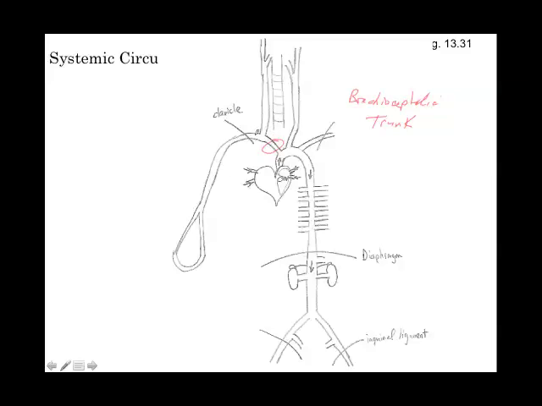It branches into the, and now this isn't about 70% of the population, there are variations in this organization here. Branches into the right common carotid and the right subclavian. Next branch off the aorta, left common carotid. Next branch off the aorta, left subclavian. That's it. Those are the three major branches.